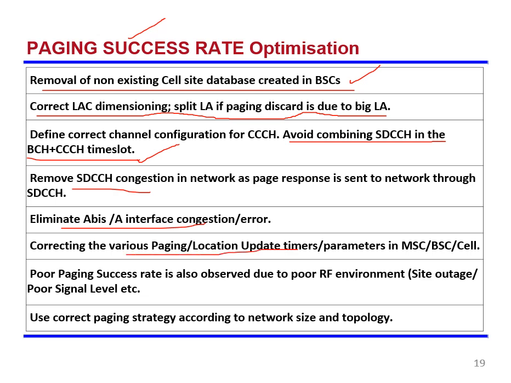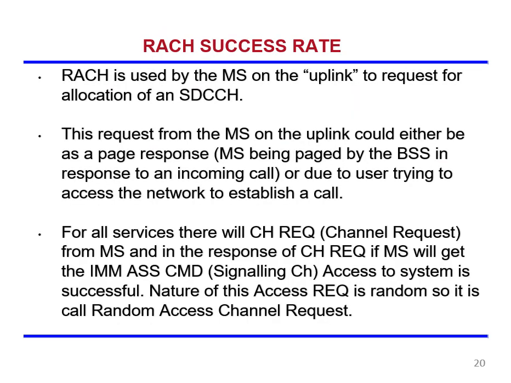If the issue is still not solved, you have to see whether the RF environment is poor, whether the coverage is poor because of any site outage, any sites are down, or if poor signal strength is there, maybe because of any VSWR fault, or if they are having any obstructions. You have to conduct a drive test. Or finally, the paging strategy also should be changed as per your network size and topology by changing the location area dimensioning and then LAC codes, etc. So these are the automation steps.